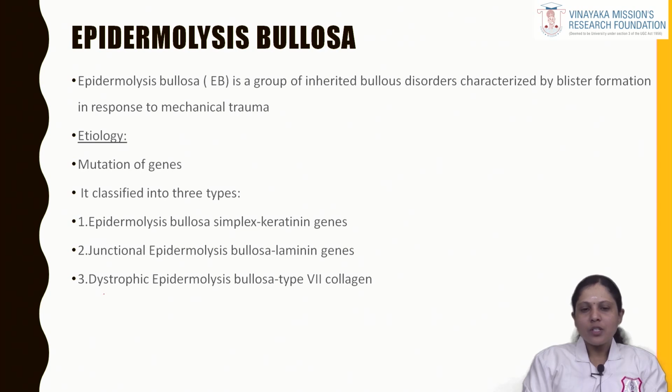Epidermolysis bullosa. So epidermolysis bullosa is a group of inherited bullous disorders characterized by blister formation, which occurs in response to mechanical trauma. The underlying etiology is mainly due to mutation of genes. It is classified into three types. Epidermolysis bullosa simplex, which is due to keratin gene mutation, junctional epidermolysis bullosa, which is due to laminin gene mutation, and dystrophic epidermolysis bullosa, which is due to type 7 collagen.